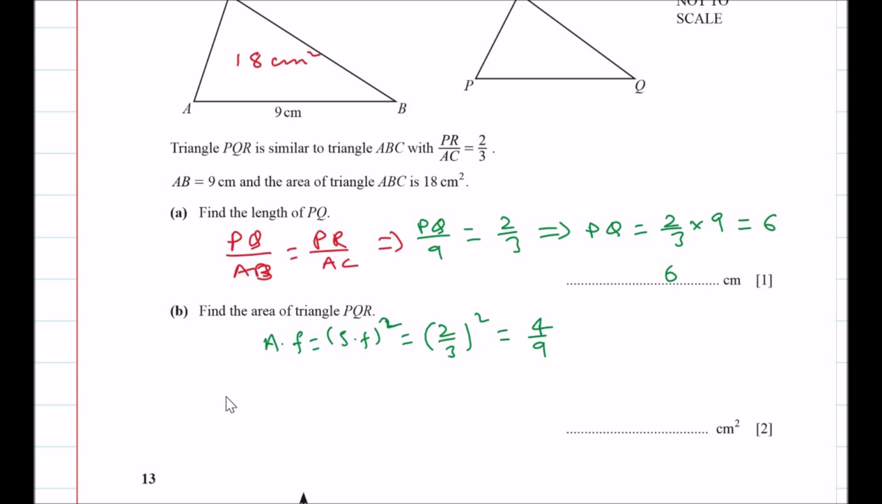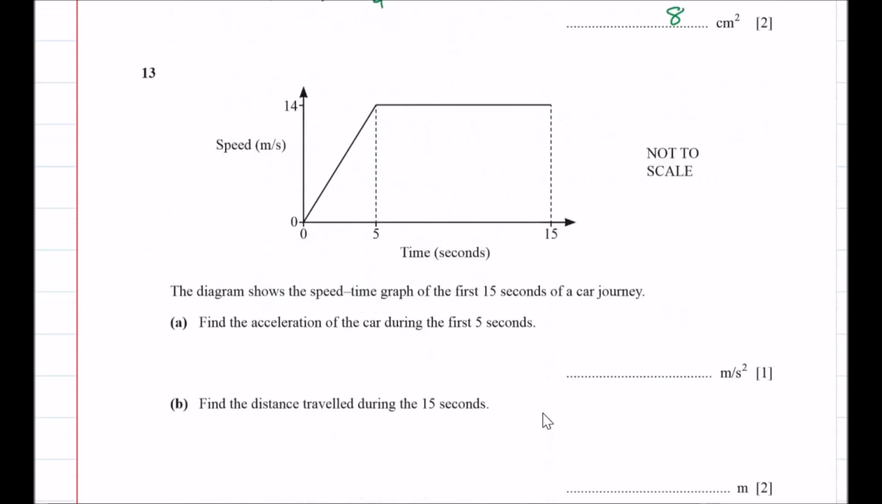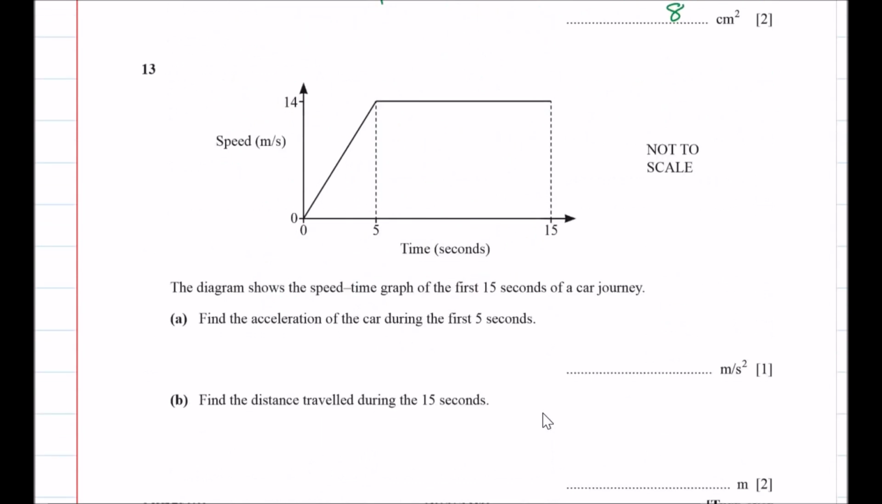So area of triangle PQR will be given by 4 by 9 into 18, and that gives us 8. So answer is 8 centimeter square. Okay. Next, question number 13.